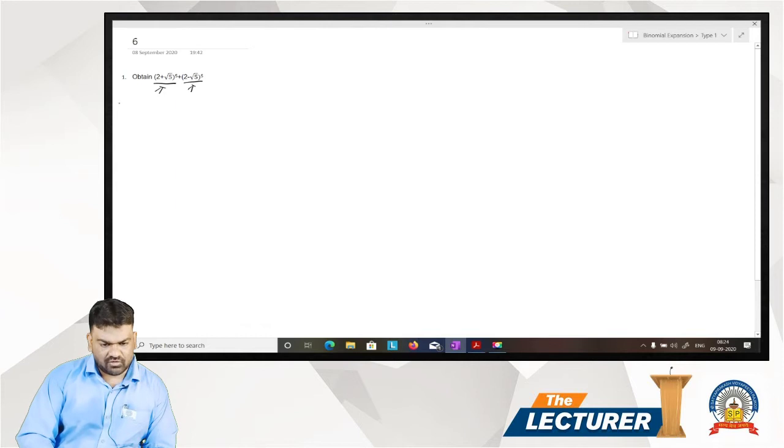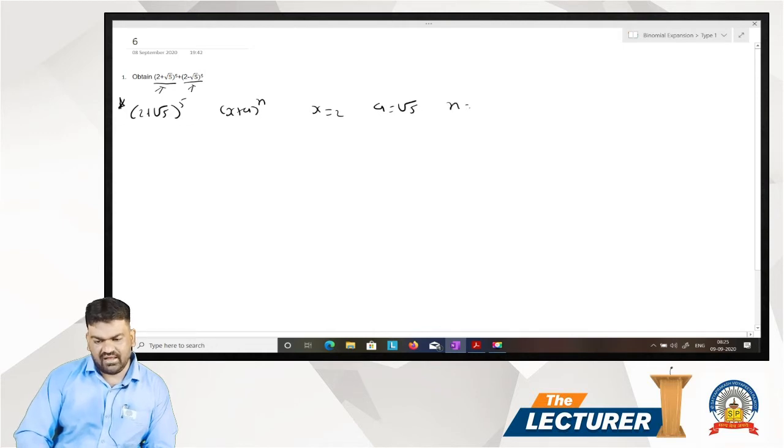In first part there are 2 terms, in second part there are 2 terms. એટલે સૌથી પહેલા આપણે શું કરશું કે ફર્સ્ટ પાર્ટના બાયનોમિયલ એક્સપાન્શન ફાઇન્ડ કરશું. ફર્સ્ટ પાર્ટ એટલે કે (2 plus root 5) raised to 5, x plus a raised to n. What is x? X is equal to 2. What is a? A is equal to root 5. What is n? N is equal to 5.